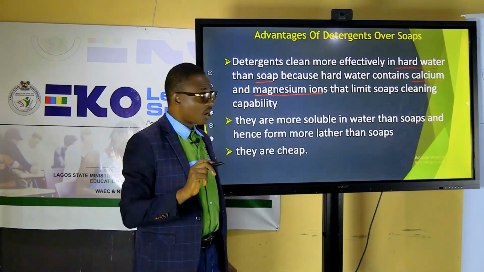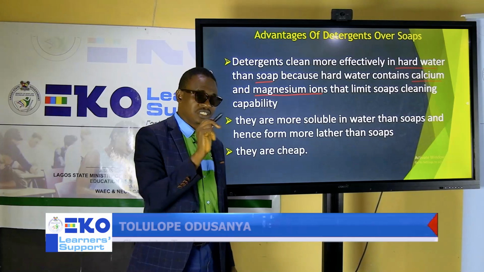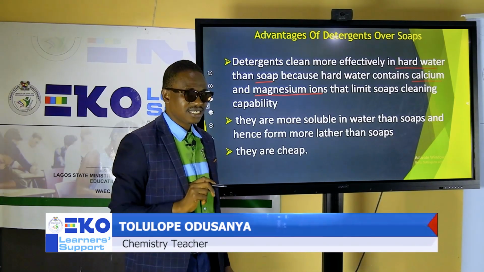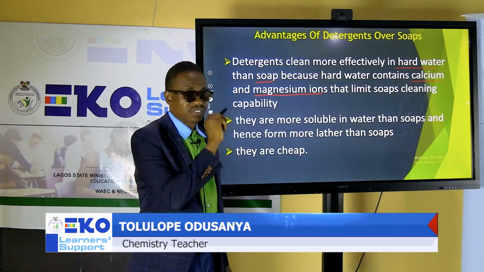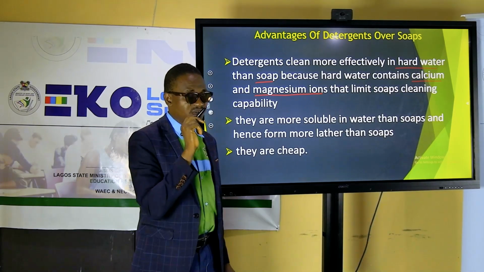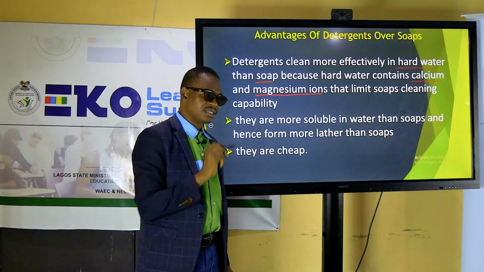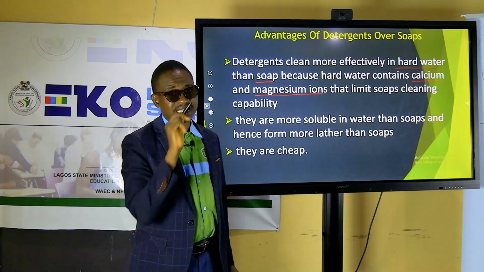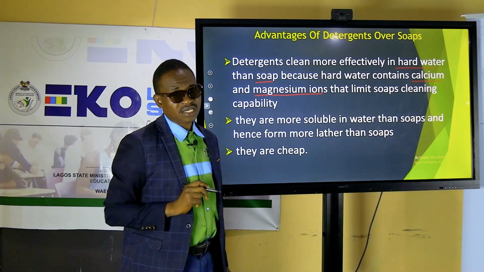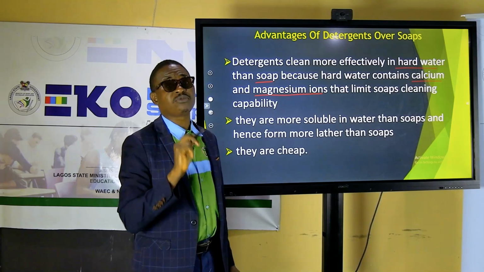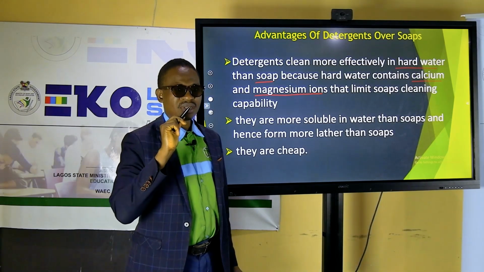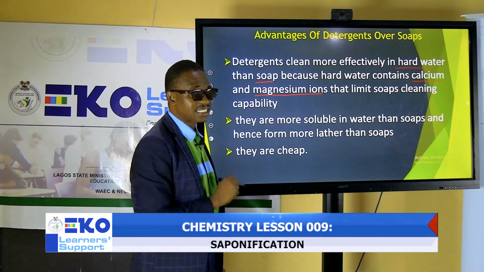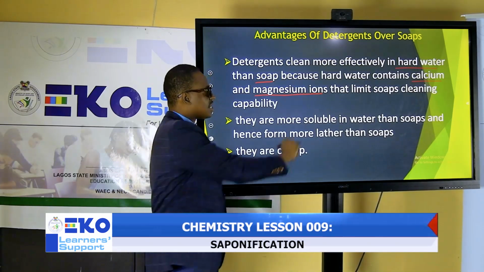Aside from this, also put your detergent into tap water, that could serve as clean water, and see what will happen, if it's going to form more lather easily. Note that. Also add your soap in water and see if it's going to lather more easily or form more foam. You will notice that the detergent lathers more easily than soap.